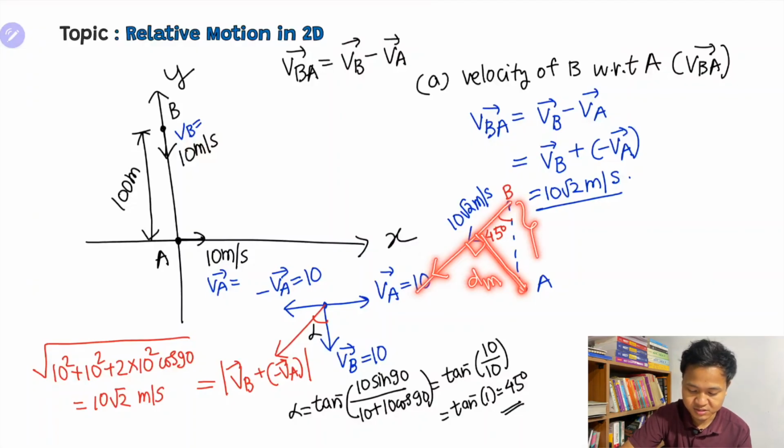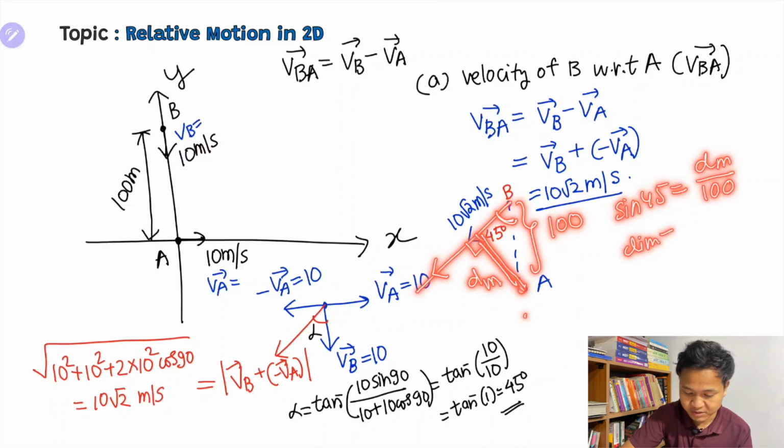You know how much this is? This is 100. So you have 45 degree. Now you can apply sine theta. So sin 45 will be equal to d minimum divided by 100. Therefore d minimum will be 100 into sin 45, which is 1 by root 2. So you will have here 50 root 2. So that is the minimum distance between a and b.